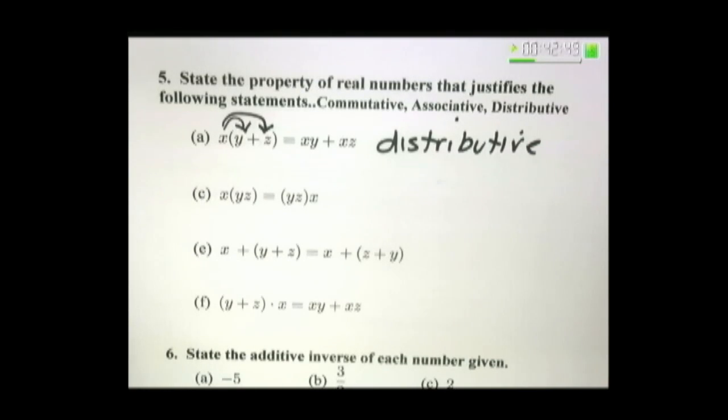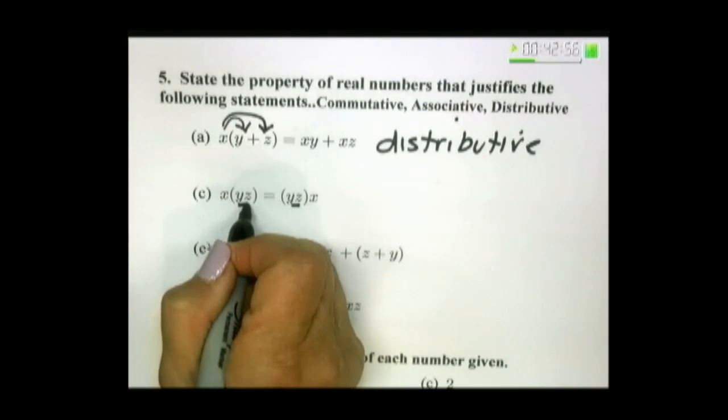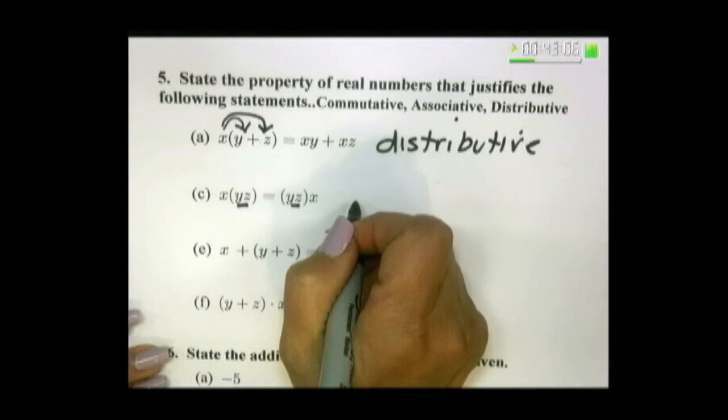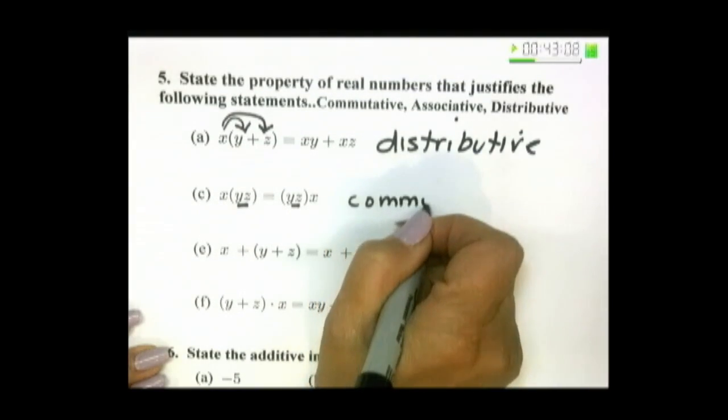Is it the commutative or the associative? Remember that the associative property deals with grouping. So are your groups different? Are your groups different? Look inside those parentheses. Are your groups different? No, so grouping is not affected. So it's not the associative property. So it must be the commutative property.